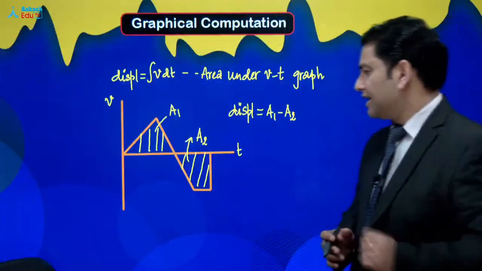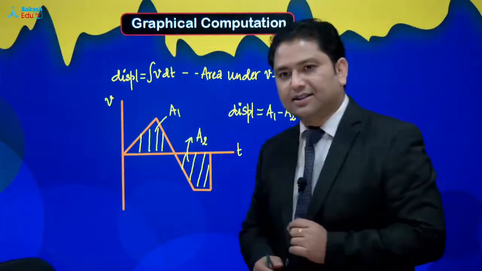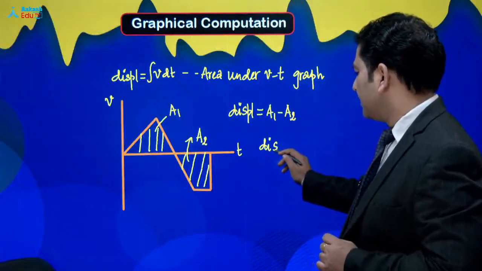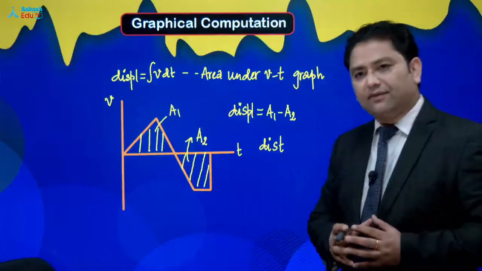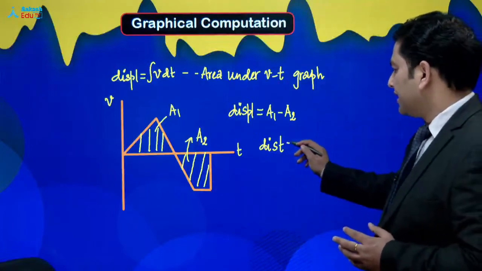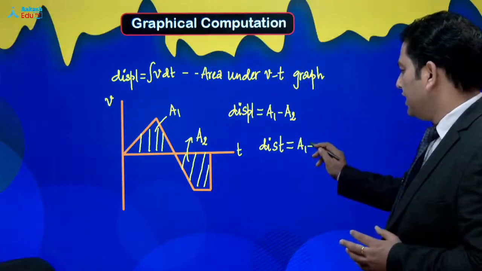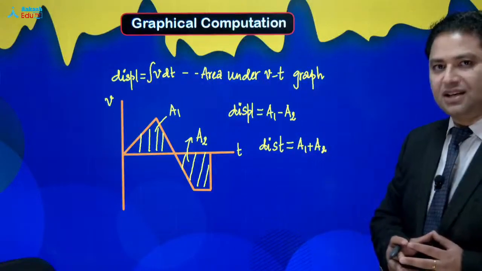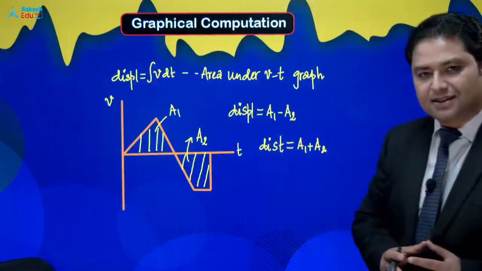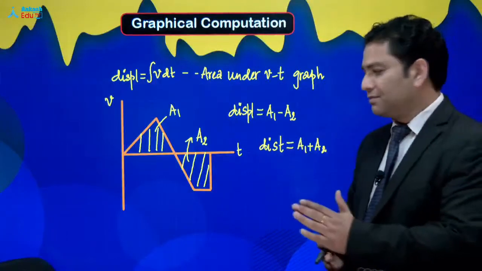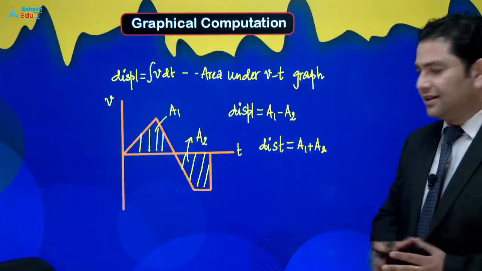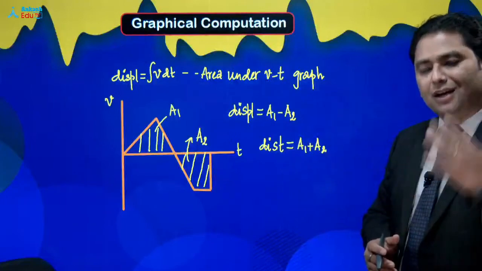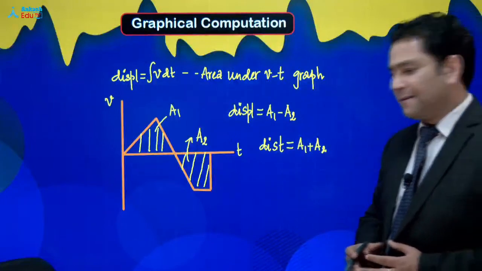So if it's a negative area, इसका मतलब the particle has returned. और खास तौर से आप देखिए, this is the situation. And अगर इसी में, if I have to write the distance, that distance will be equals to A1 plus of A2. That is the situation. तो VT graph की मदद से you can calculate displacement as well as distance. Notice distance के केस में the A2 has been included with the positive sign.